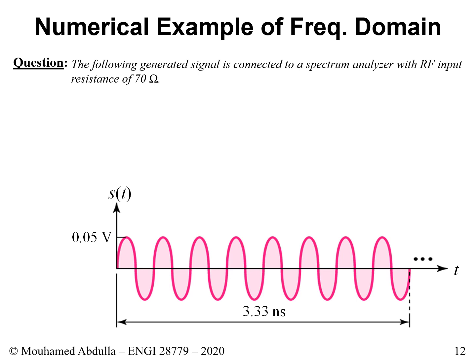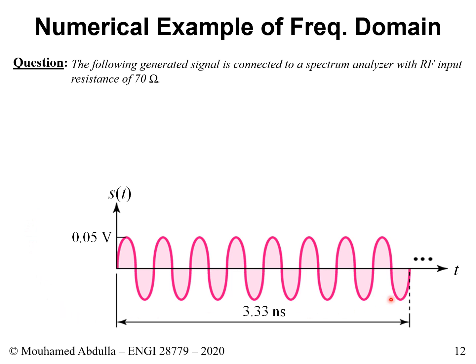So the question is as follows. The following generated signal, right? So we have a signal, this one here, right? The following generated signal is connected to a spectrum analyzer with an RF input resistance of 70 ohms. Right, so we saw earlier we used an input resistance of 50, but in this example, let's assume the input resistance is 70. Okay, and this is your signal, right? So this is your signal.